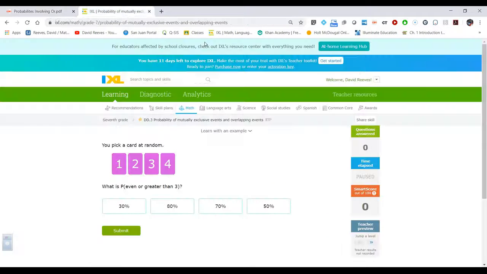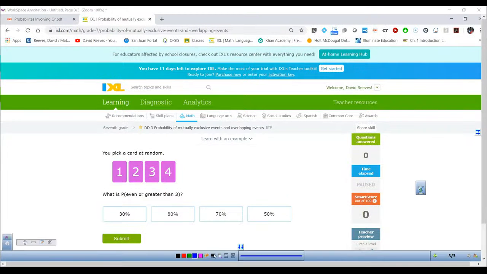All right, so let's go ahead and dive in and look at some examples here now that we've got the theory and we looked at a couple there. All right, so let's take a look. You pick a card at random: 1, 2, 3, 4. We have 4 possible outcomes. What is the probability that it is even or greater than 3? So I'm going to do like I just did. I'm going to go ahead and list my outcomes here, right? And what are my outcomes? My outcomes are a 1, a 2, a 3, or a 4.